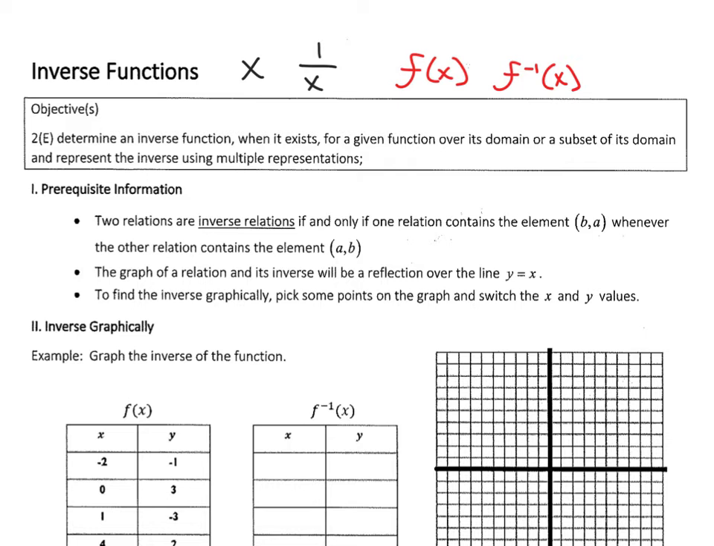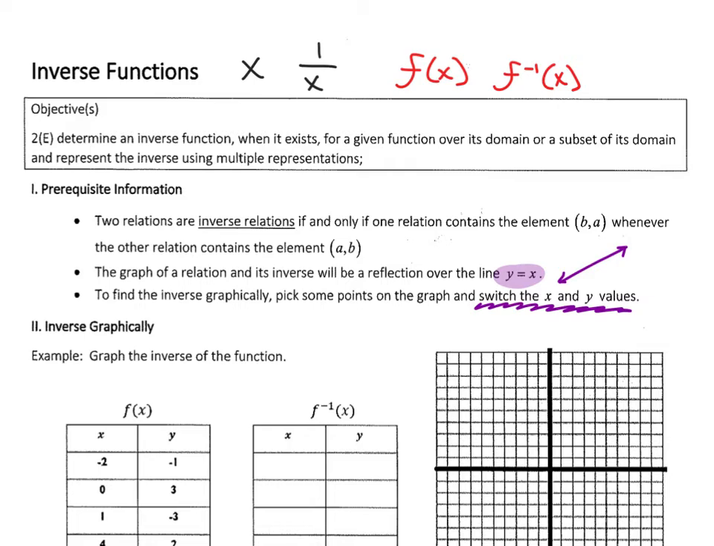A couple pieces of information you're going to need here is that two relations are inverse relations if and only if one relation contains (b, a) whenever the other relation contains (a, b). So just switch the x and y values and compare them. We've actually talked about this already. The graph of a relation and its inverse is just a reflection across the line y equals x. That's the perfect diagonal line across your graph. So to find this inverse graphically, you're going to pick some points on the graph and literally switch the x and y values, because it should reflect that relation across that diagonal line.